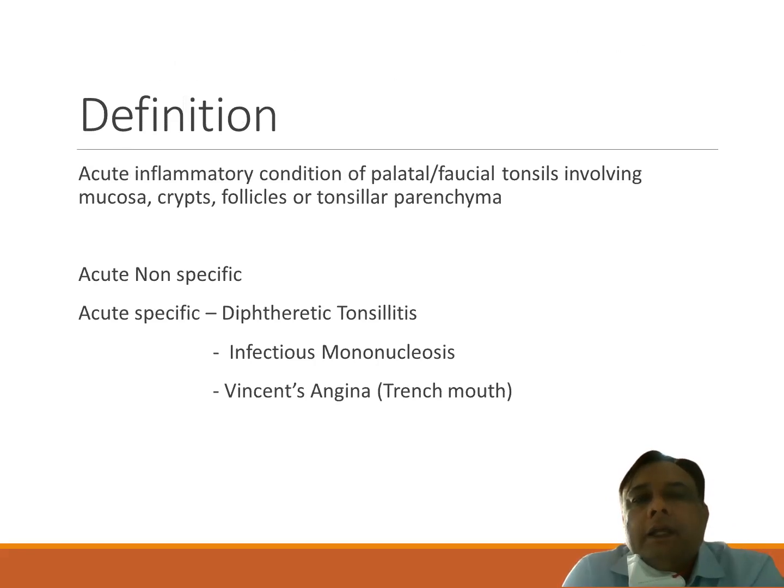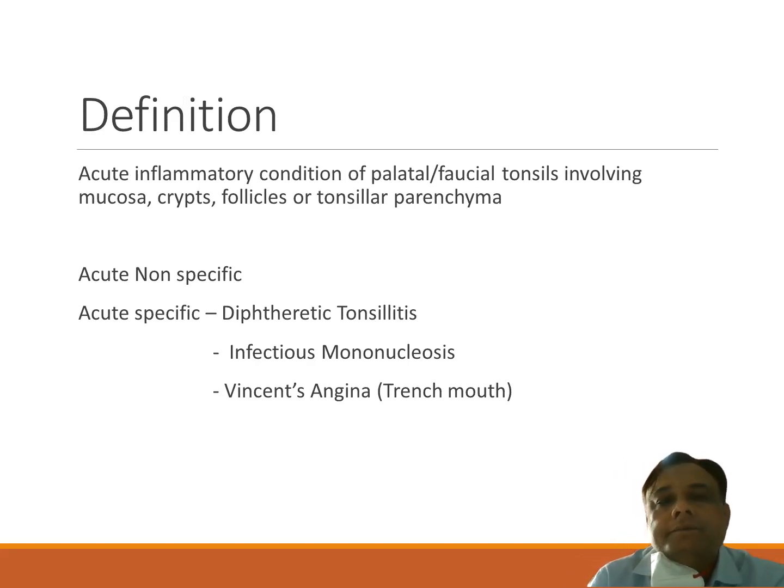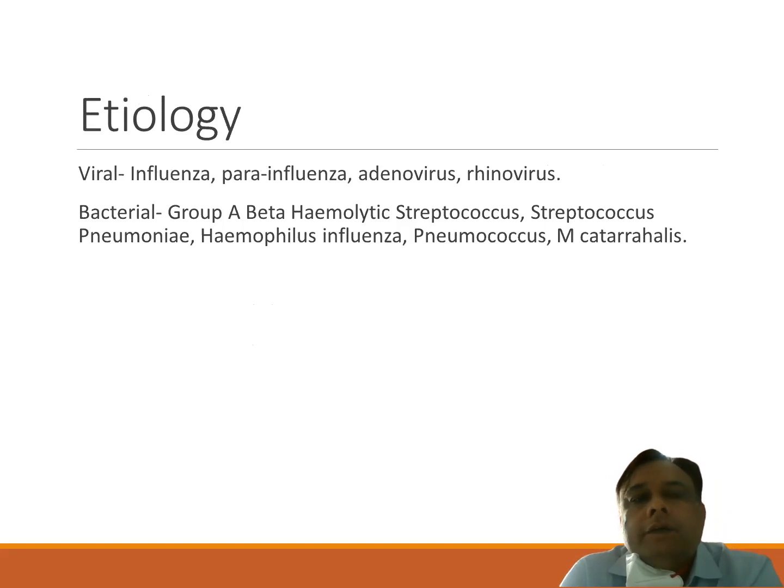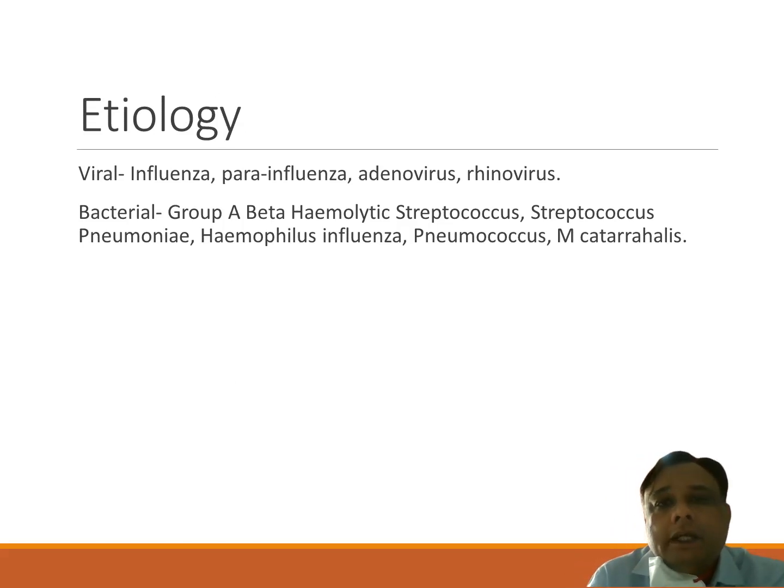Acute inflammatory condition of the palatine or faucial tonsils involving mucosa, crypts, follicles, or tonsillar parenchyma is known as acute tonsillitis. It can be acute specific and acute non-specific. Specific includes diphtheritic, infectious mononucleosis, and insect. The most common etiological factors, as far as microorganisms are concerned: among viruses it can be influenza virus or adenovirus, while in the bacterial group it can be beta hemolytic streptococcus, Streptococcus pneumoniae, Haemophilus influenzae, pneumococcus, and Moraxella catarrhalis.